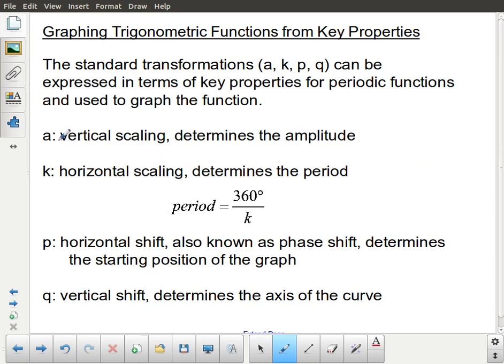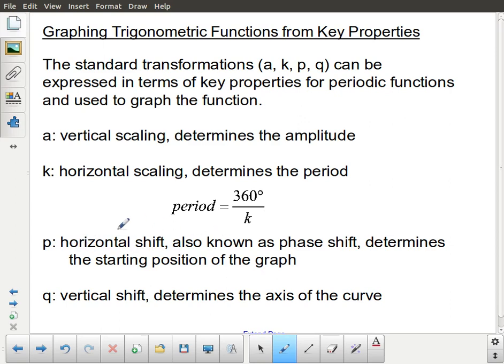So your a value, which is going to determine primarily your vertical scaling, so that's going to determine the amplitude of the function, which is the distance from the center of the curve, the axis of the curve, to the maximum, and it's the distance to the minimum. Your horizontal scaling, instead of thinking of that as a stretch or a compression, although please keep in mind, that is exactly that. It is a stretch, it is a compression, or it could be a reflection as well. These things are going to influence the period of your function.